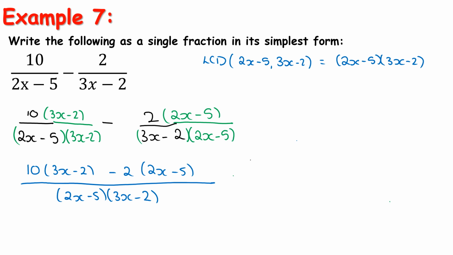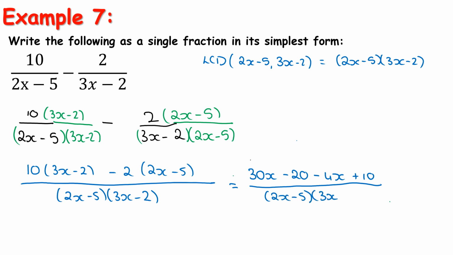I'm going to clean up my numerator first. So we get 30x minus 20 minus 4x plus 10, and that's all over 2x minus 5, 3x minus 2. Tidying that top line up even more, we get 26x minus 10 is all over 2x minus 5 times 3x minus 2.